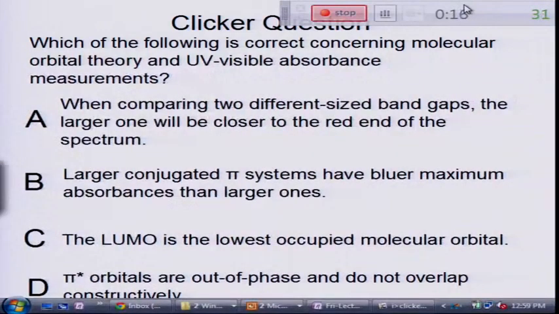So which of the following is correct? Obviously, most of these are incorrect concerning molecular orbital theory and UV-visible absorbance measurements. Okay, so choices A, B, C, D. I won't read them. I'll let you read them. But D is kind of hard to read, so I'll read it. Choice D is that the pi star orbitals are out of phase and do not overlap constructively. Okay, everything else you should be able to read. Choose wisely. Some of you have already figured this out. You're clicking in fast. But this is a kind of question you may see on an exam.